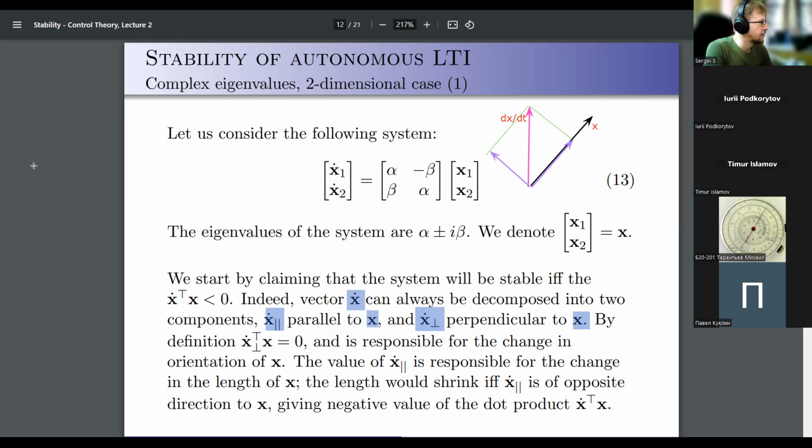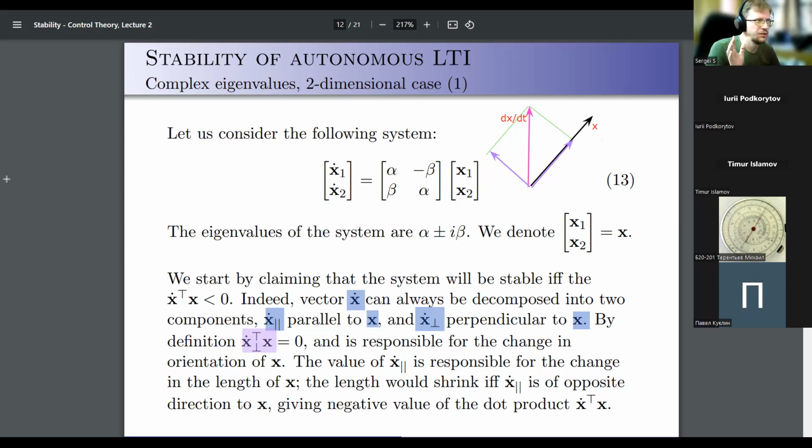Next, by definition of what it means to be a dot product, this is equal to 0. So the multiplication of x with this vector, which is perpendicular to it, is equal to 0. I mean, dot product gives you 0 for perpendicular vectors.